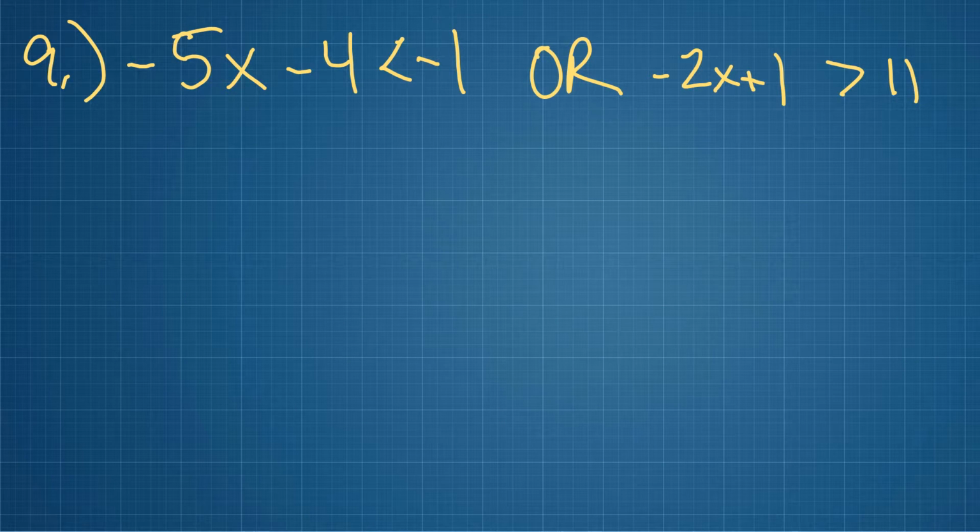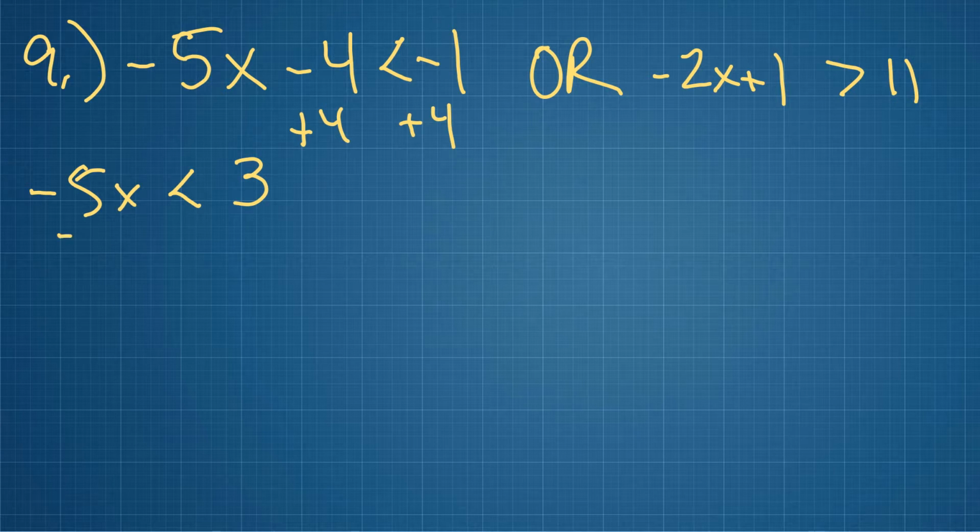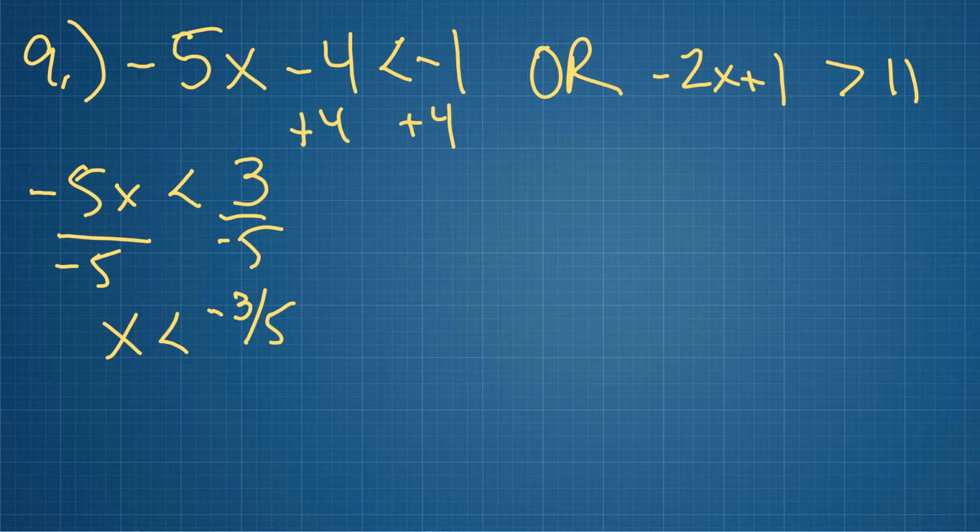All right, so I have negative 5x minus 4 is less than negative 1, or negative 2x plus 1 is greater than 11. I'm just going to focus on the left side. I add 4 to both sides. I get negative 5x is less than 3. I divide by negative 5, dividing by negative 5. I get x is less than negative 3/5. You might write negative 0.6. I'm okay with that. All right.